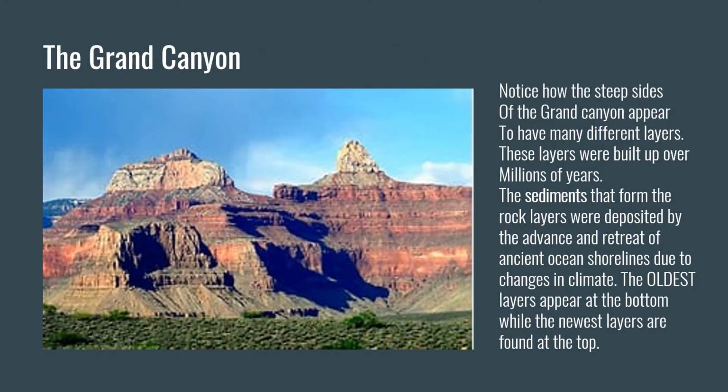So let's take a look at the Grand Canyon. There's a lot of layers, and these layers were built up over millions of years. The sediments that form these rock layers were deposited over and over. Okay, they came in as the ancient ocean shorelines. They would bring in more sediment and they would drop it, and they bring in more sediment. So our oldest layer is here at the bottom, where our newest layer is here at the top.